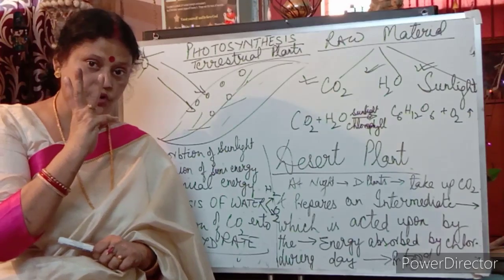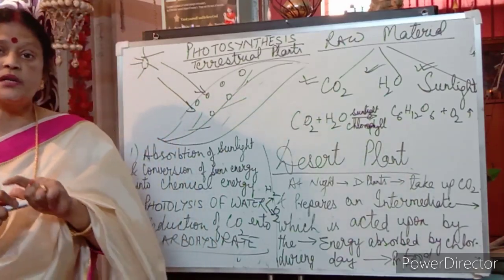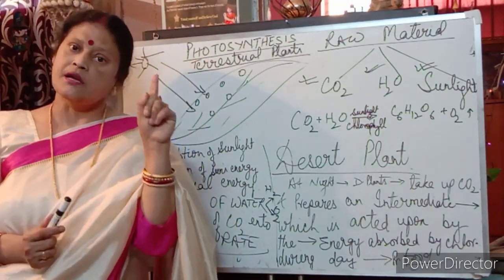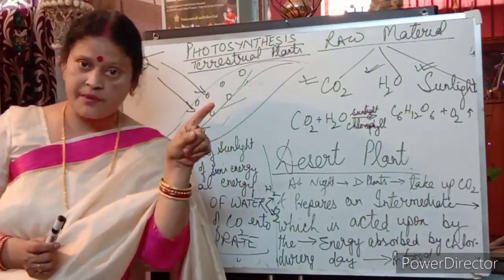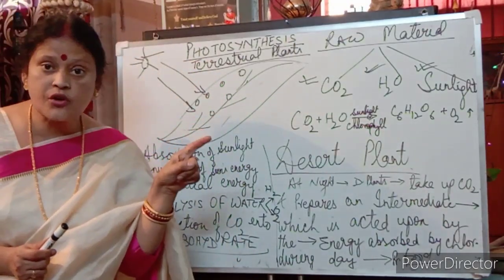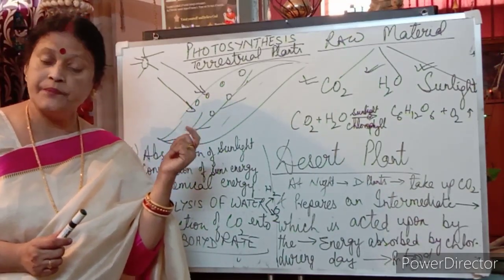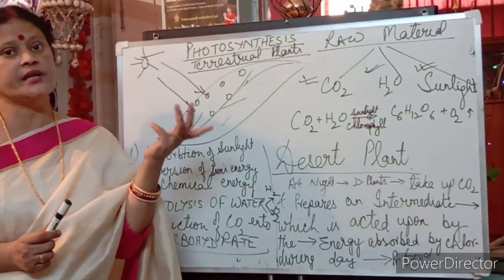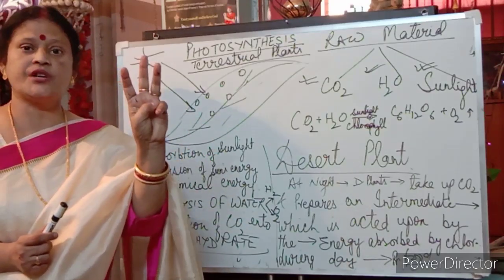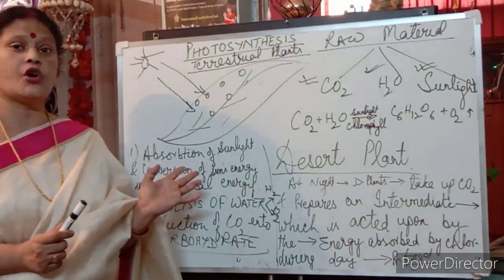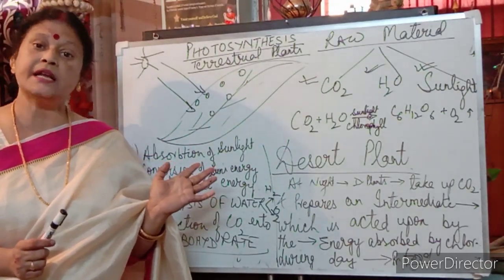Now, the three steps of photosynthesis are very, very important. What are the three steps of photosynthesis in a 3 marks question? First, conversion of light energy into chemical energy. Second, photolysis of water, or breaking down or splitting of water into hydrogen and oxygen. Third, reduction of carbon dioxide into carbohydrate. These are the 3 steps that should be remembered. Clear? This is how autotrophic nutrition takes place in a plant.